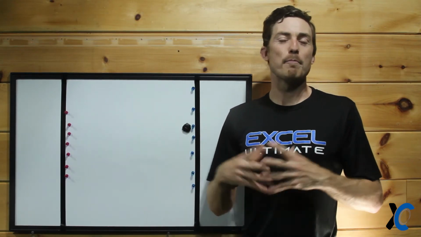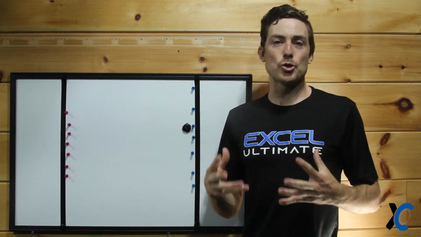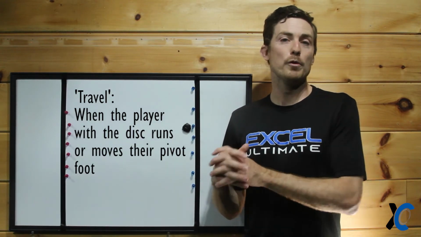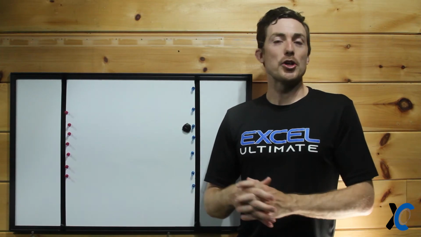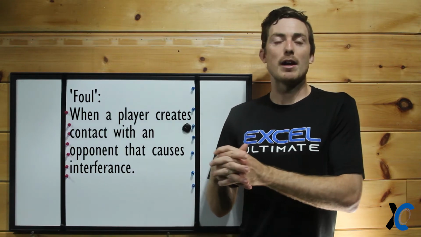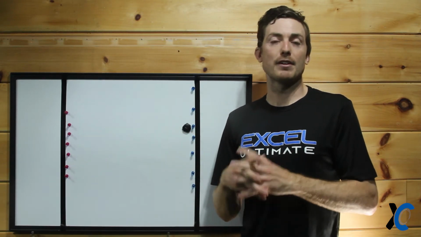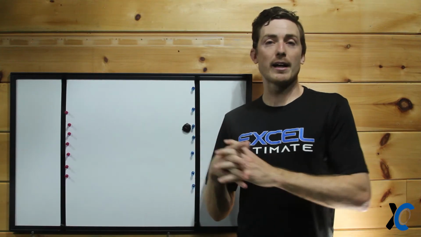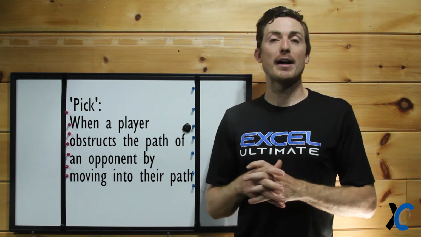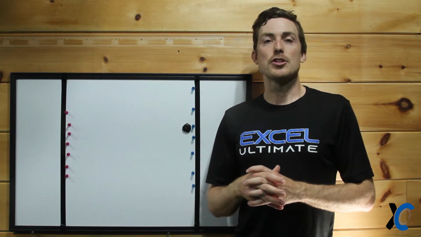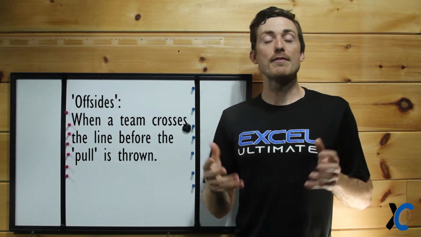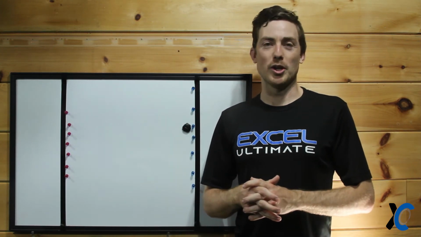Common violations and penalties in Ultimate include a travel. You'll hear the word travel when a player either runs with the disc or moves their feet when they're throwing. You'll hear foul, which is when one player maintains that they were impacted or affected from making a play because of contact. You'll also hear pick, where one player gets in the way of another player who's running to an unoccupied spot. And you might hear offsides, and that's when one team who's pulling or receiving the pull starts moving a little bit too early.